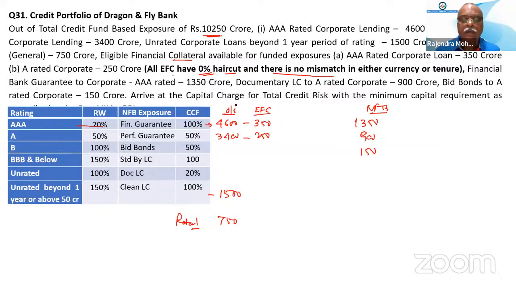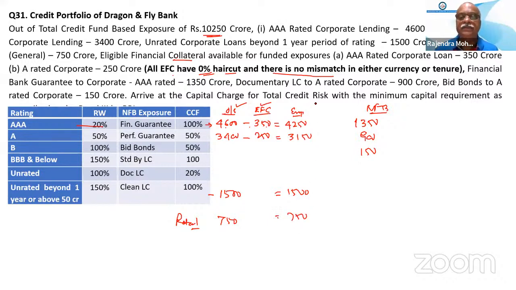Now, outstanding is given, EFC is there. So we have to find out what is the total amount to be taken. So 4,600 minus 350 equal to 4,250. This is the exposure we have to take for this funded one. This 3,400 minus 250 is 3,150 to be taken. And here 1,500, there is no EFC, means 1,500 taken, and 750 will be taken.